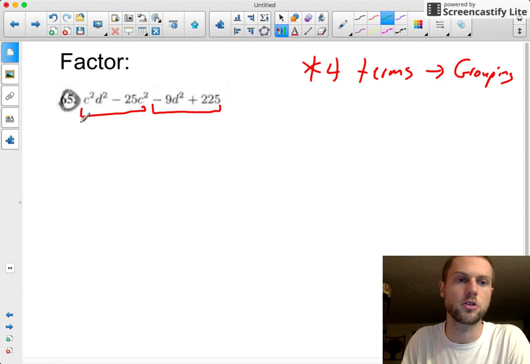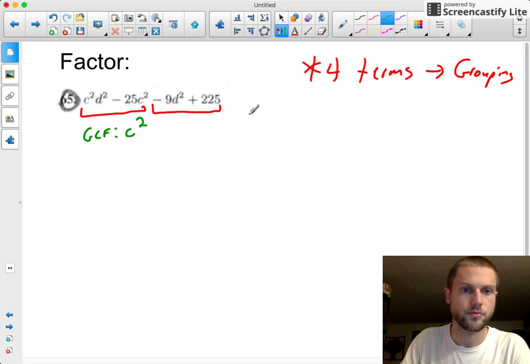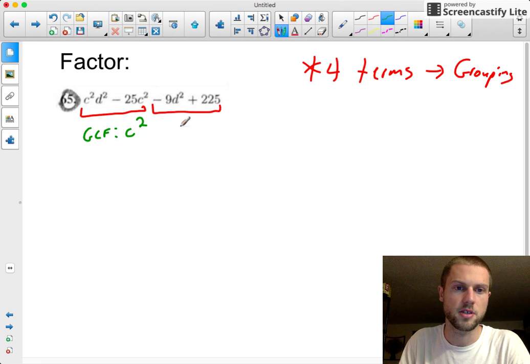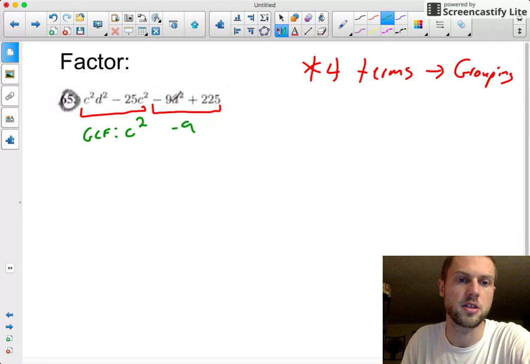So if I were to look at the first two terms, let's see if we can find the GCF of these two. The GCF I'm seeing here is a c squared. Second group, I'm seeing a 9. I think just a 9 goes into that. And let's take out a negative 9, just so that we can make this a nice plus 9 when we factor that out, or plus d squared.